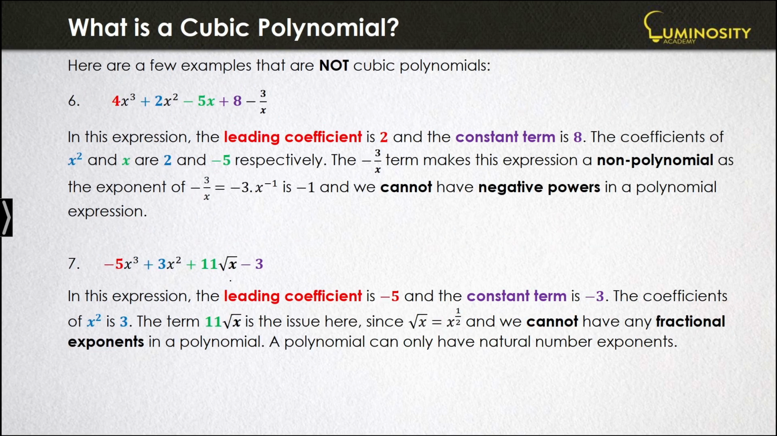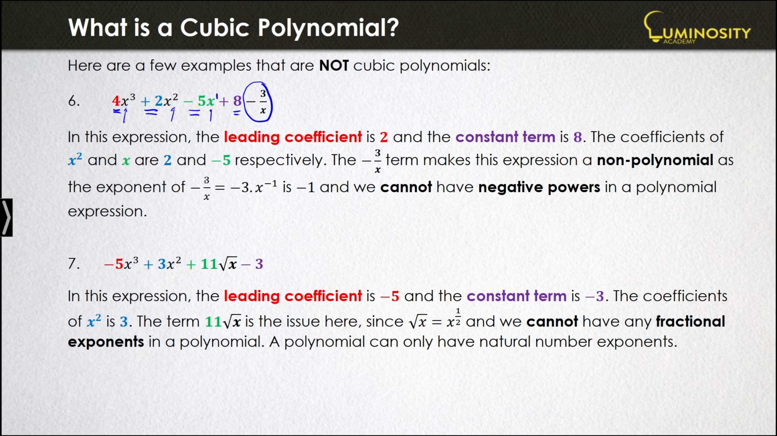Here are a few examples that are not cubic polynomials. So it's important to differentiate between what is and what isn't a cubic polynomial. In this expression, although we have a leading coefficient of 4 for x cubed and the constant term is 8, we can also see there's a coefficient of 2 for x squared, a coefficient of negative 5 for x, but then there's an extra term here, negative 3 over x. Now that term makes that entire expression a non-polynomial, because one of the important characteristics of a polynomial is that all variable terms, the x cubed, the x squared, the x, must all have natural number powers. So that's x to the power 1, x to the power 2, x to the power 3.